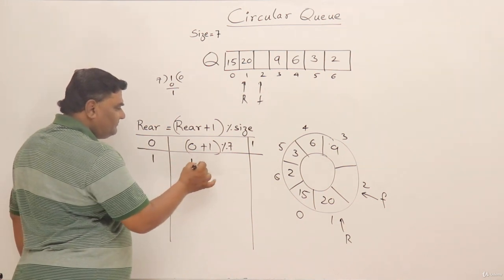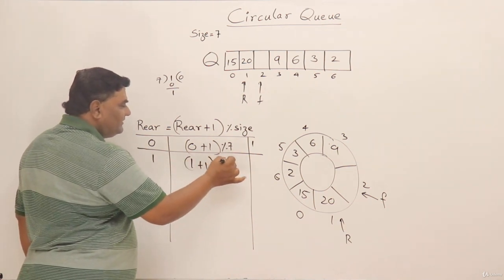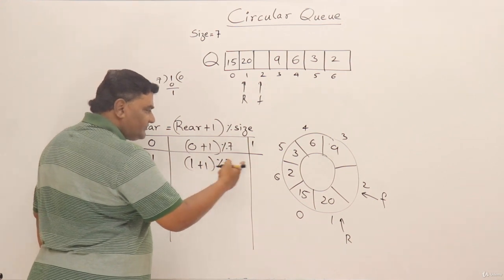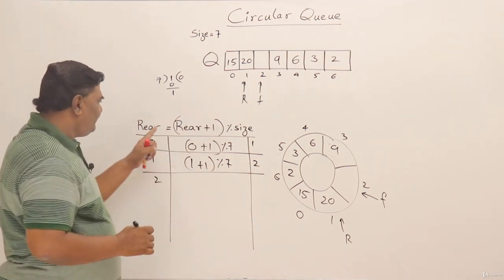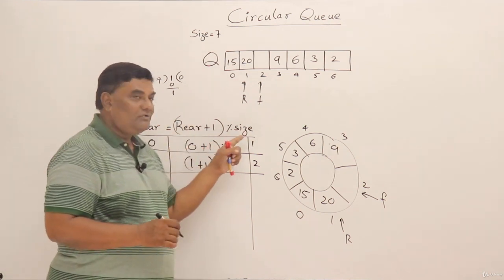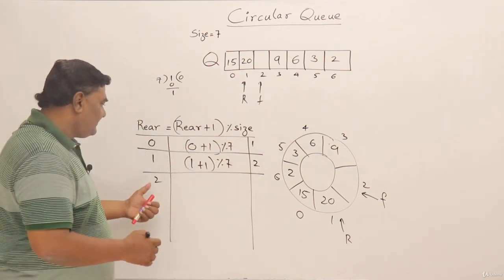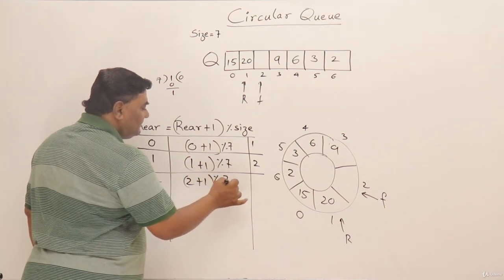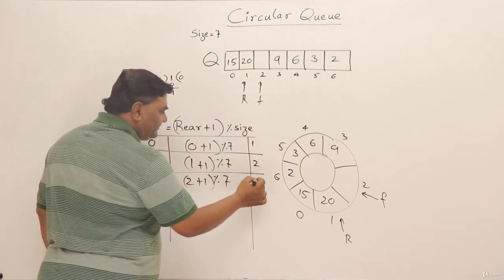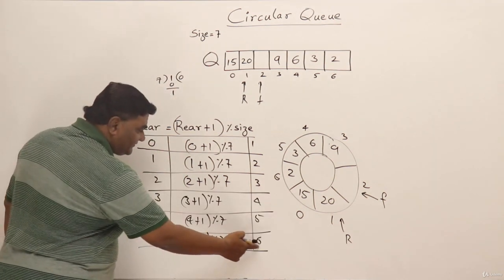The next is 1 plus 1 mod 7. So this is 2 mod 7. So the result is 2 only. So that is the new value of rear. Rear is modified. So rear is assigned rear plus 1 mod size. Rear is 2 now. So 2 plus 1 mod size 7. So 2 plus 1 is 3. So this is 3. It goes on till 6.